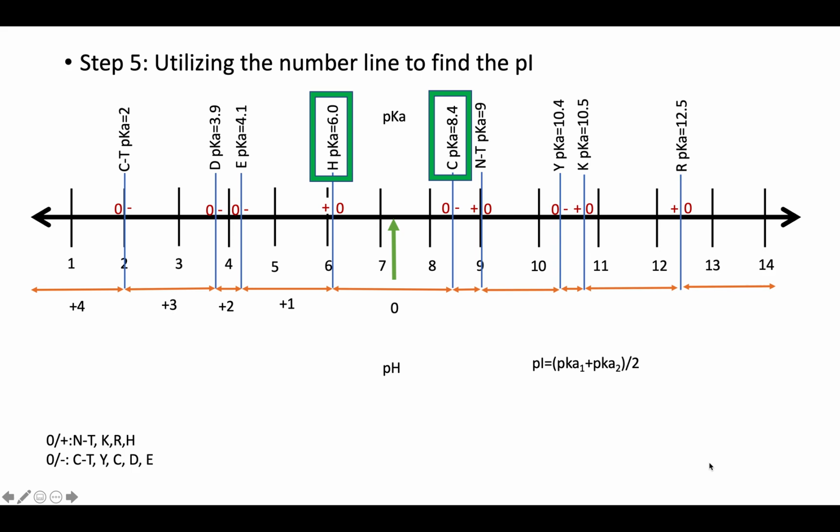The equation to find pI is pKa1 plus pKa2 over 2. So for this, it's going to be pI equals 6 plus 8.4 over 2, and we get a pI of 7.2, which makes sense because that looks like it's right between both of those amino acid values. So let's try a practice problem.